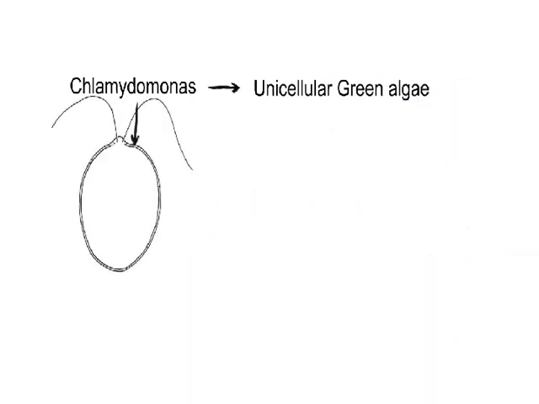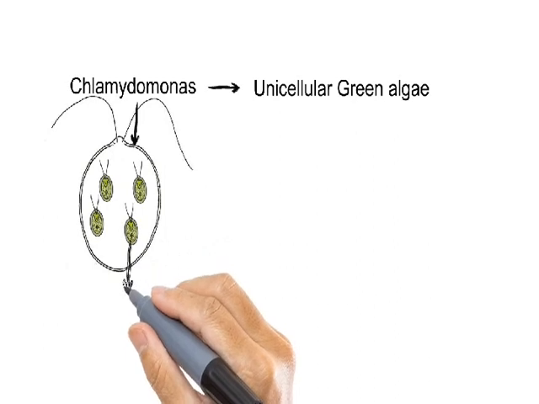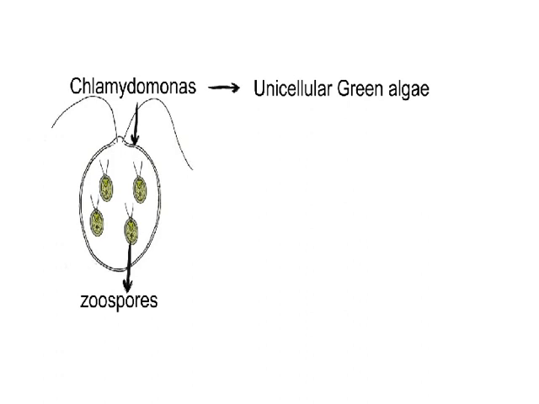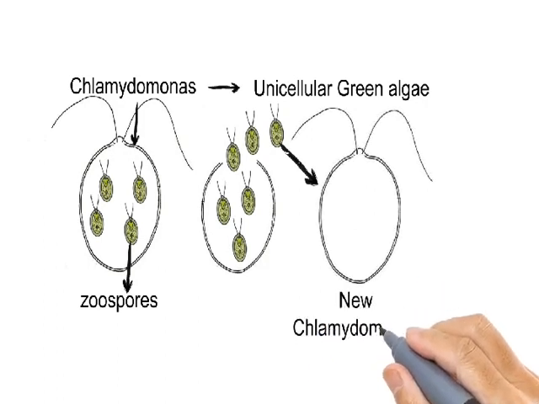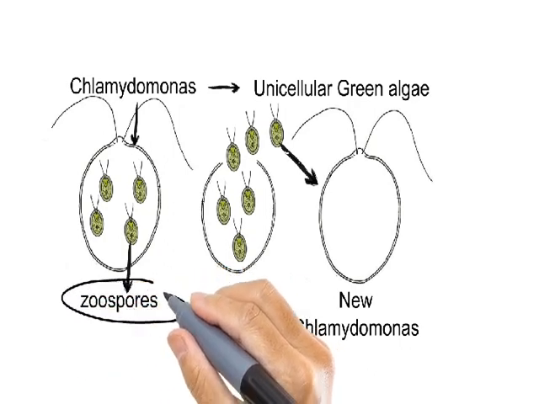This unicellular organism first produces nearly 8 to 16 cells in its cytoplasm, and each small cell is nearly similar to the mother cell. Each cell has two flagella-like structures, and these small structures are called zoospores. Ultimately, with time, these zoospores rupture the membrane of the mother cell, and finally each zoospore is converted into a new Chlamydomonas. So in this case, the asexual structure is the zoospore.